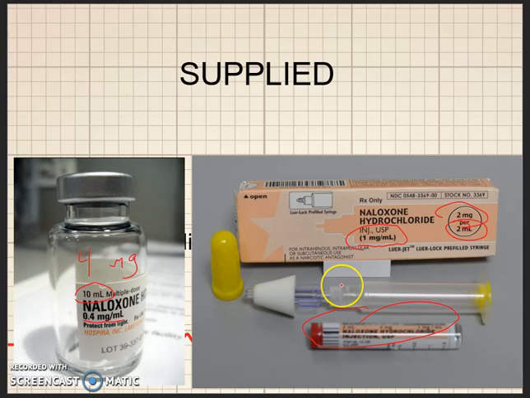This is one of the most common forms that we receive in EMS. If you'll notice in this picture, this already has a mucosal atomization device, also known as the MAD device. This does not come with the package. This will have to be supplied separately.